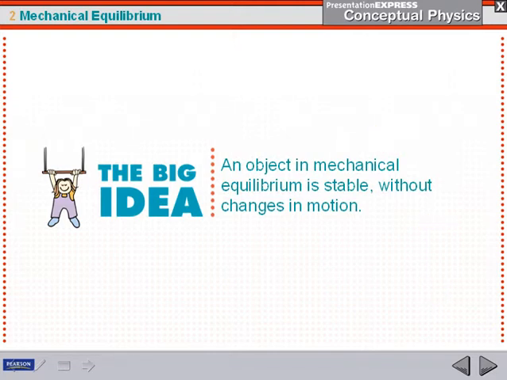Welcome to the 2-1 podcast, and this is start chapter 2, which is about mechanical equilibrium.